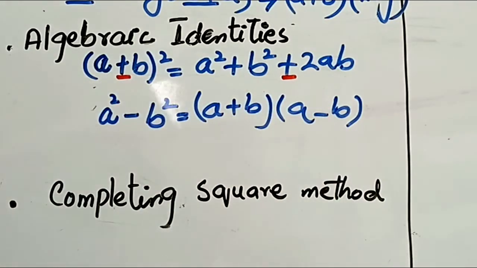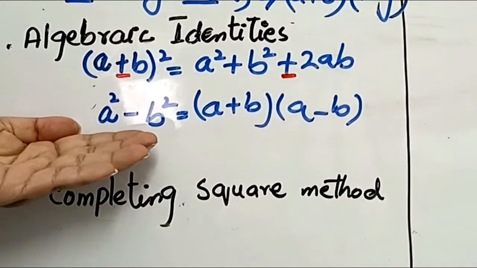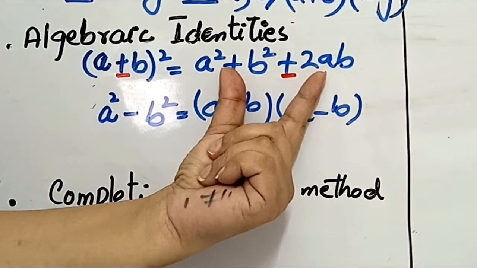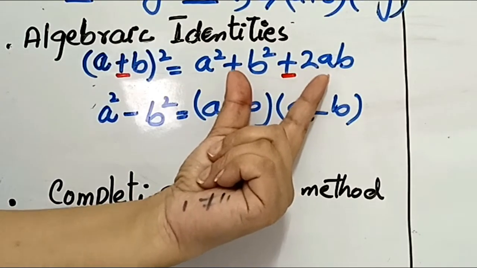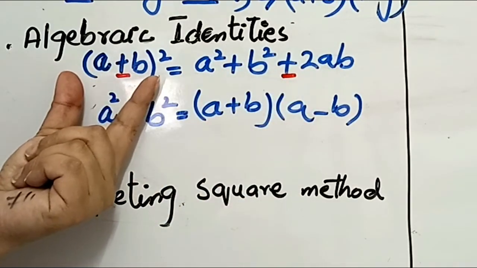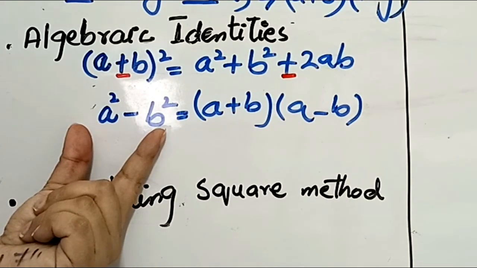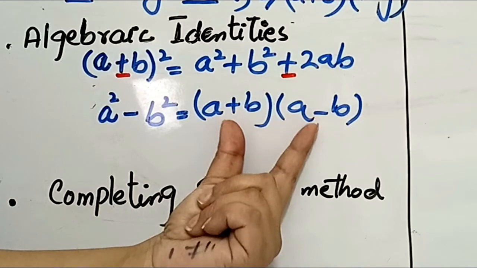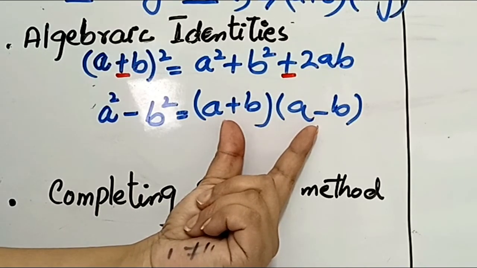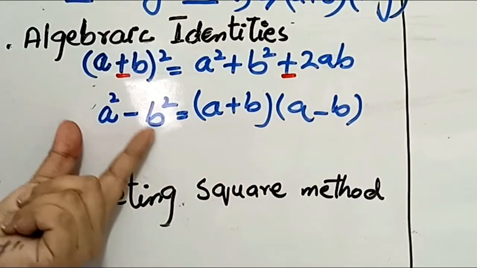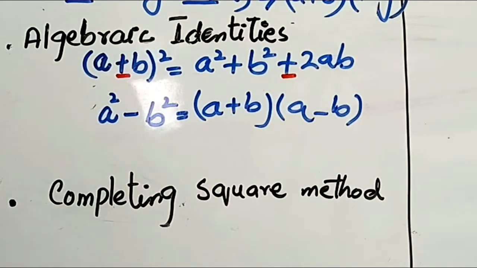So by using these algebraic identities, if the expression is a square plus b square plus 2ab or a square plus b square minus 2ab, then we have to enclose it. The expression is in the form of a square minus b square, then we can write it down as a plus b into a minus b, or this one can be transformed as this expression.